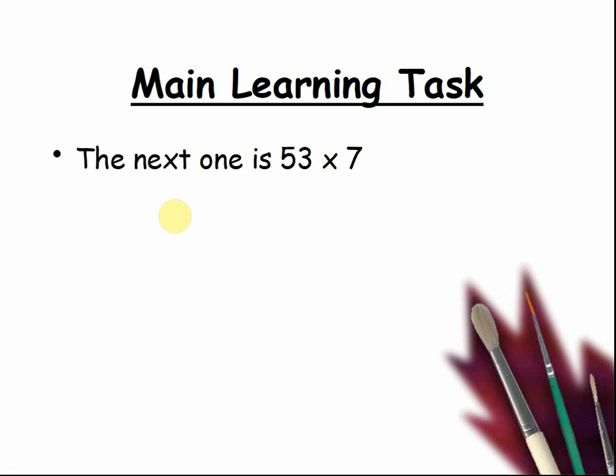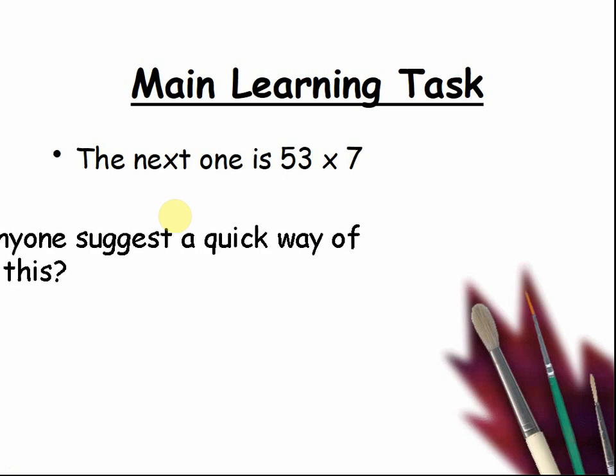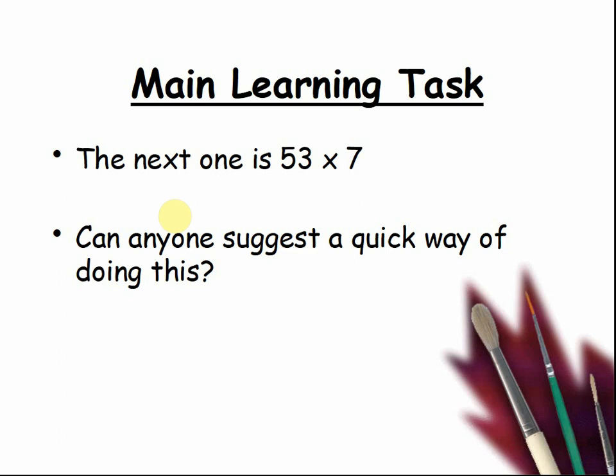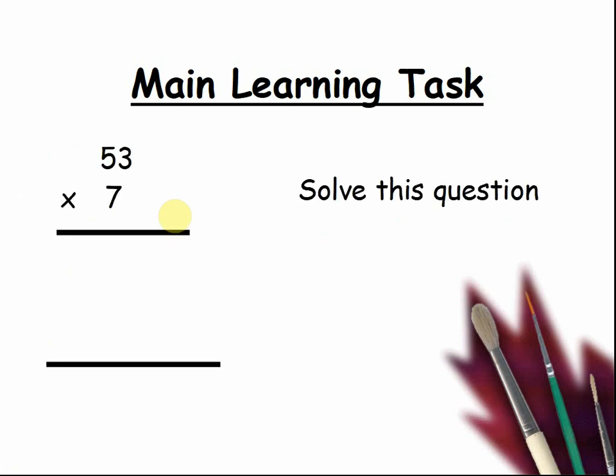The next one is 53 times 7. Can you work this one out on your own? Can anyone suggest a quick way of doing this? Pause the video and discuss it. Check your answer. Pause the video and discuss and see if you have the same answer. Solve this question. How would you do it using the vertical method? Pause the video and solve the question.